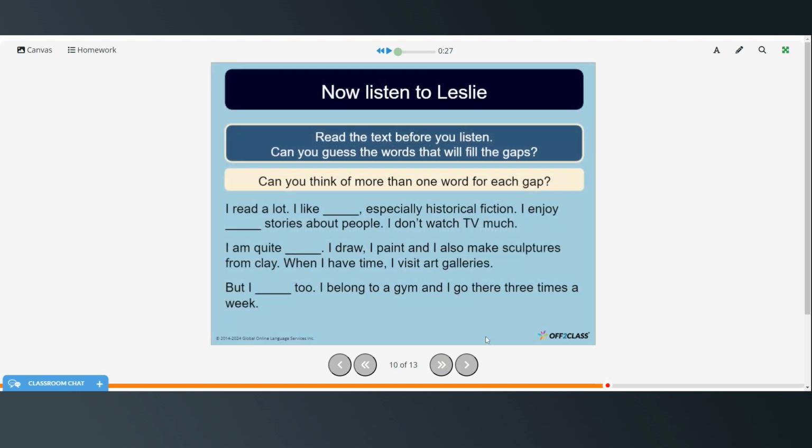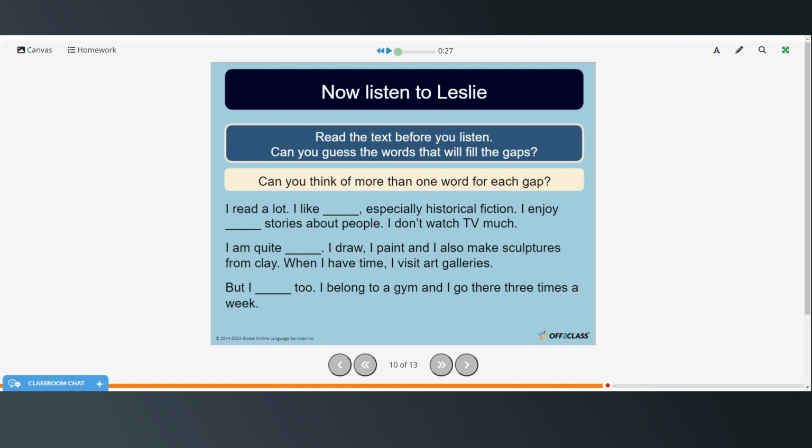All right, so now we're going to read the text before you listen and see if you can guess the words that will fill in the gaps. And there might be more than one word for each gap. So you can either pause the video and read on your own or follow along while I read.